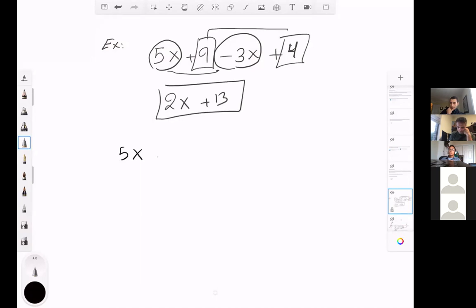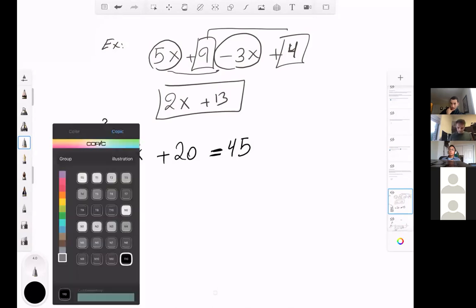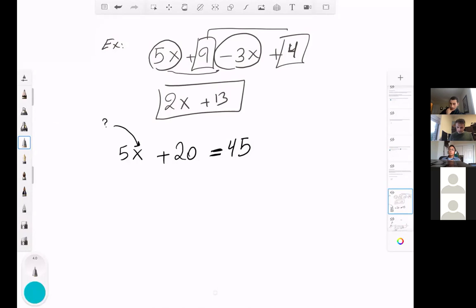But solving happens if I have, like, 5x plus 20 equals 45. Now we have an equal sign. That means for what value of x, if I plug it in, the left-hand side will be equal to the right-hand side, 45. So we learned the steps, correct? We have to isolate x on one side. The strategy is that x should be on one side of the equal sign and everything else on the other side.